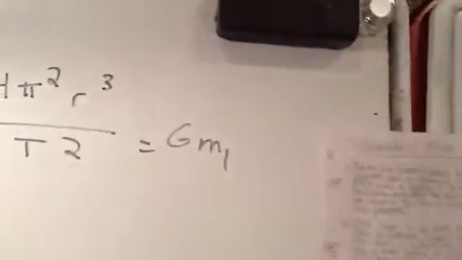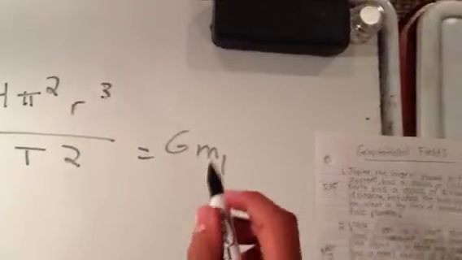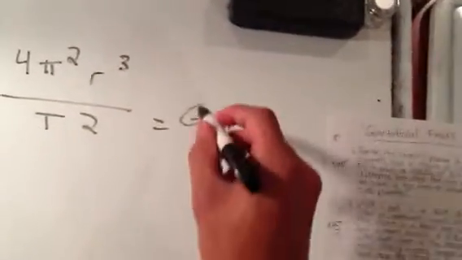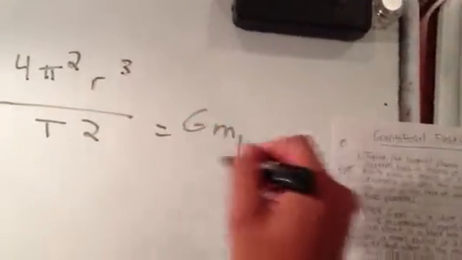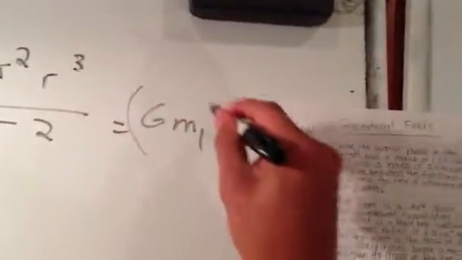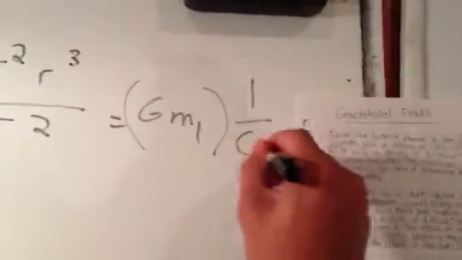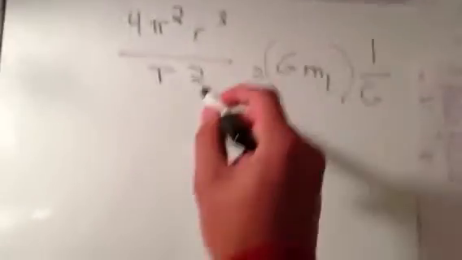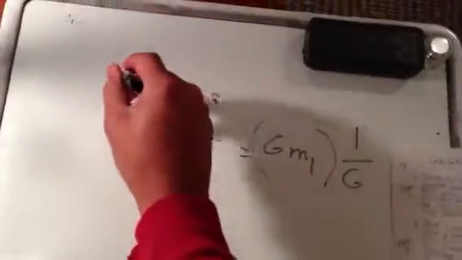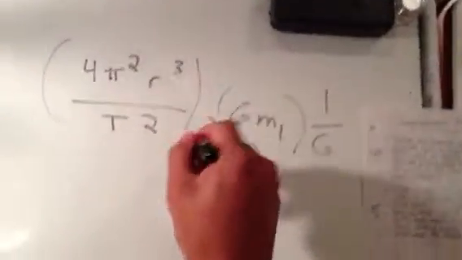Now we almost have this general equation. In order to isolate m1, we have to get rid of G. Well, we can divide through by G, or we could just multiply it by 1 over G, which is the same as dividing by G. So whatever I do to one side of the equation, I have to do to the other side.